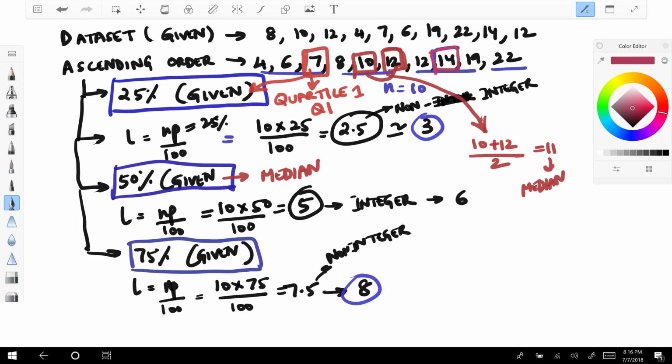So the 75th percentile is called quartile 3 or Q3. So to describe any data set, we use something called the 5-number summary.